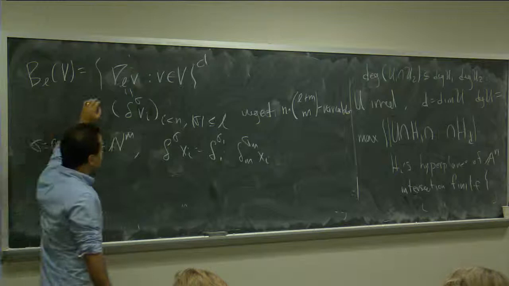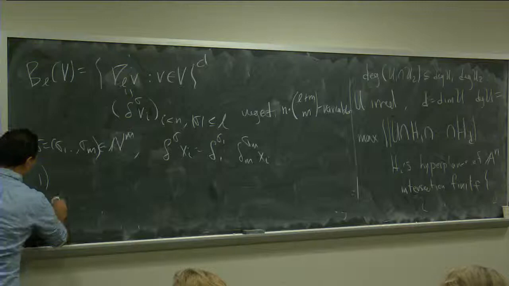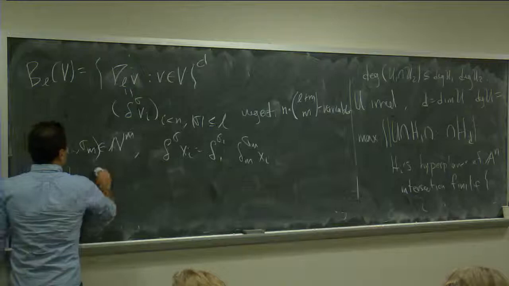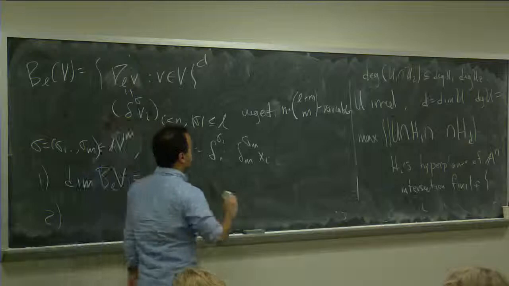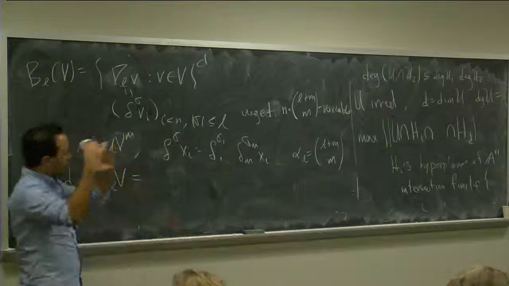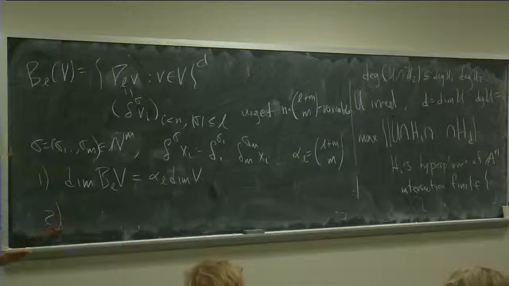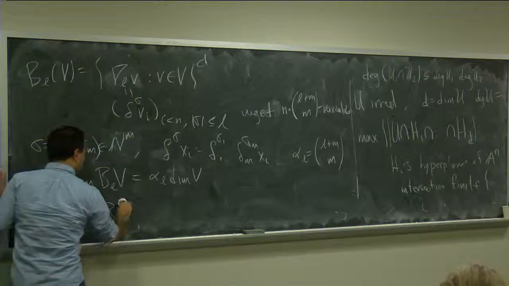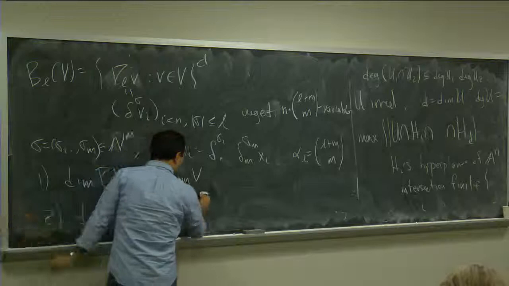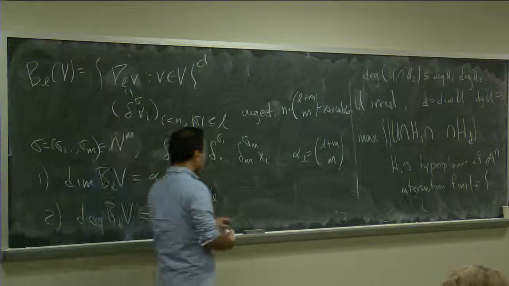This is what James defined in the last talk, and he explained, because it's non-trivial, the following two facts. The dimension of the BL V is equal to, by the way, I don't want to write these combinations all the time, alpha sub L, this combination, because M is fixed. M is the number of derivations, so my M is fixed. So alpha L times dimension V. And the degree of BL V is bounded by the degree of V to the power of something. These are the two things that James proved in his talk, and both are sharp.